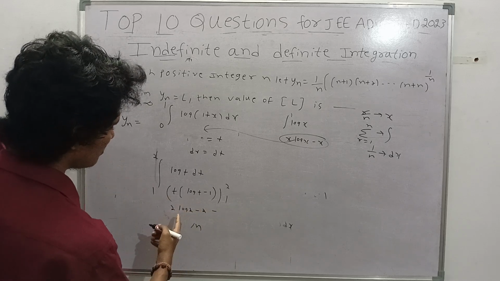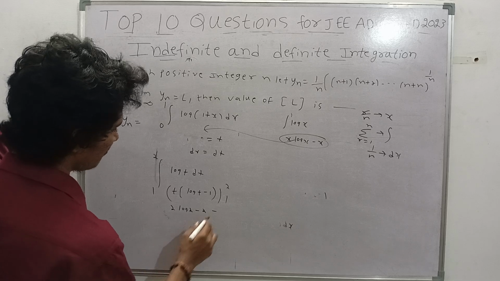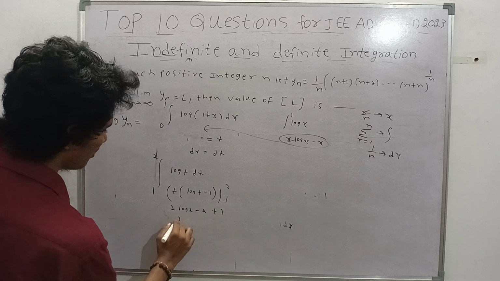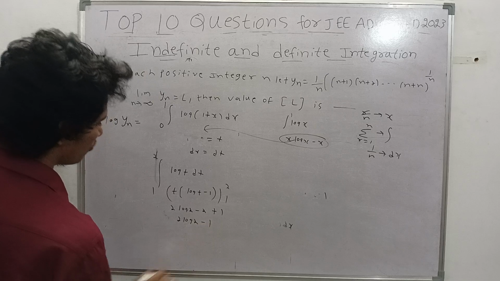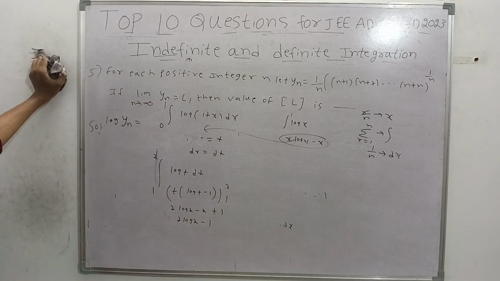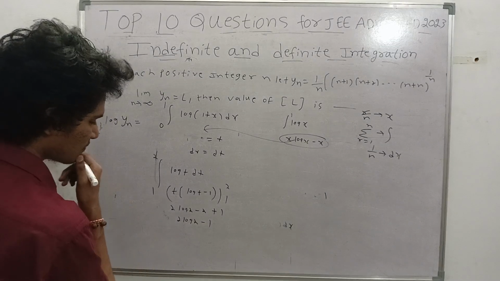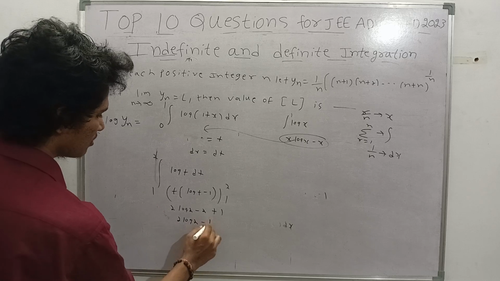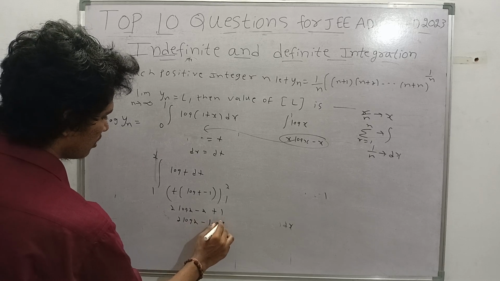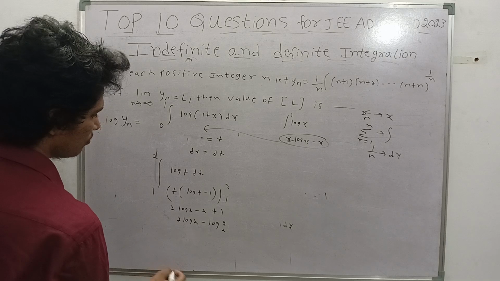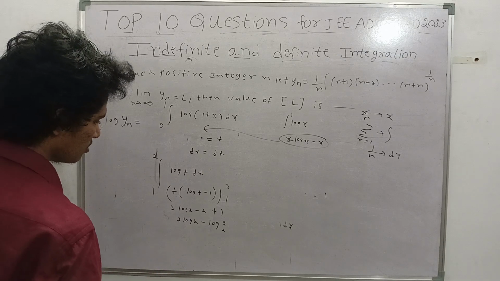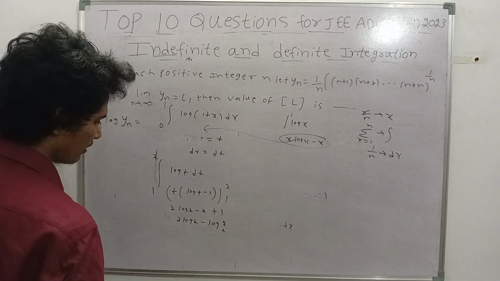minus, plus 1. So it will be 2 log 2 minus 1. 2 log 2 minus 1. And 1 can be written as log 2 base 2. Yes, you can write like this.